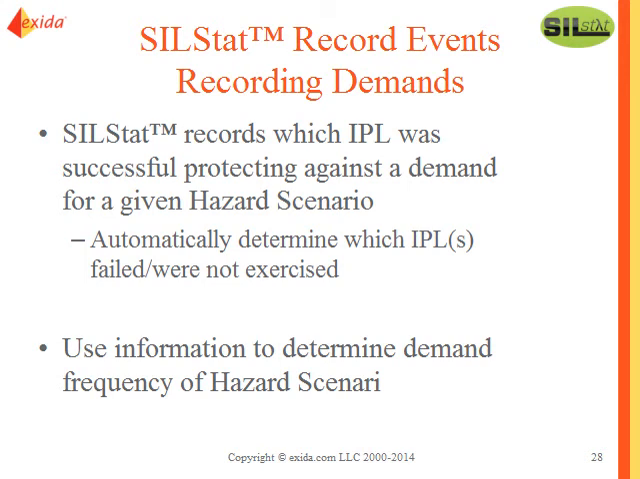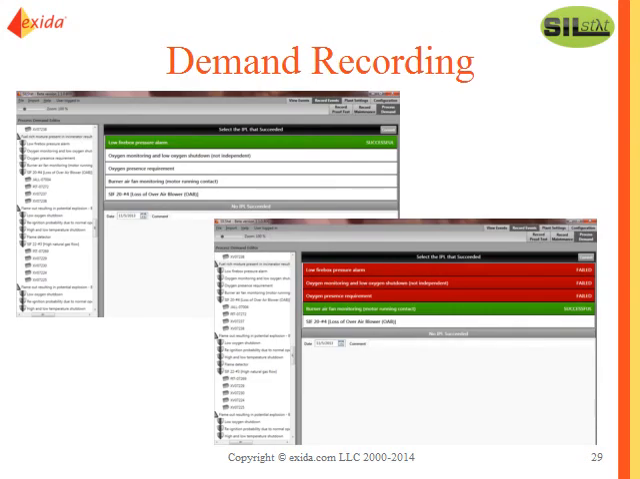You can also use it to automatically determine which ones were exercised or not. Let me show you how that works. We have a hazard scenario that occurred. I picked it from my list of hazard scenarios, and I can simply say the low firebox pressure alarm was successful. That automatically means that none of these others were exercised. The first layer of protection was successful.